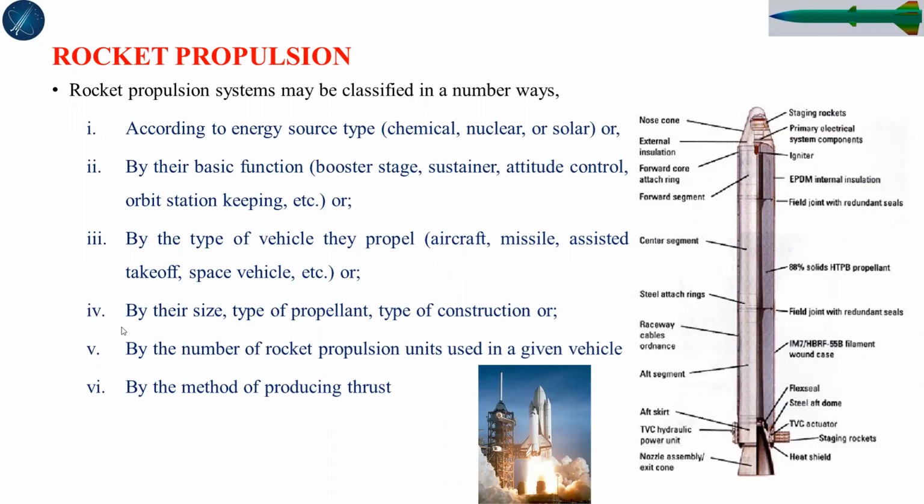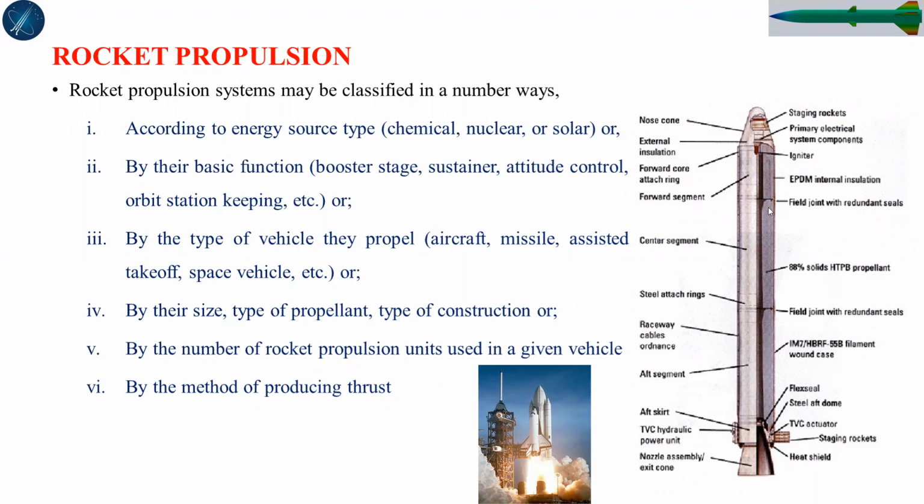And by the type of propellant, for example, the propellant can be solid propellant, liquid propellant, or hybrid propellant. And the type of construction, that means the geometric construction of the rocket. Again, by the number of rocket propulsion units used in the given vehicle. And finally, by the method of producing thrust. So these are the ways we can classify propulsion types.